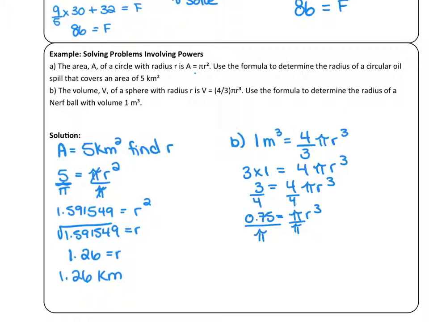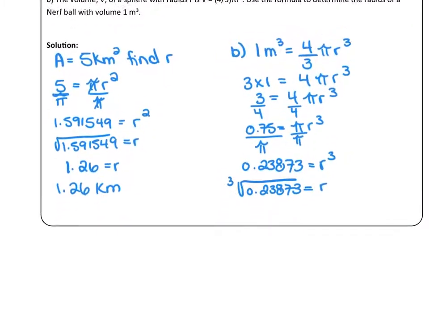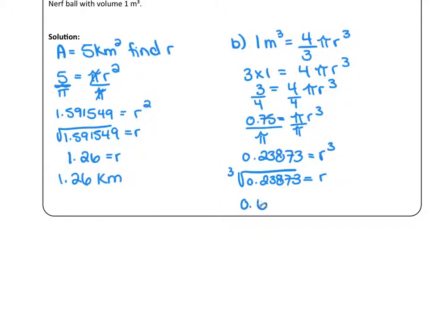Divided by pi, that's 0.23873. And then I'll take the cube root, which gives us 0.62035, which is our radius. So either way, you can rearrange it first or sub it in and do it.